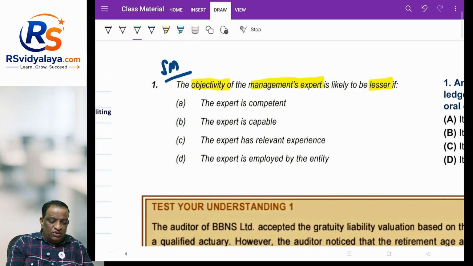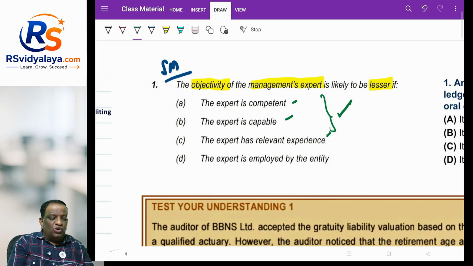No, this won't appear to be wrong. Then the expert is capable? No, this is also correct. And the expert has relevant experience? All 3 points are correct. So, therefore, even under elimination, we are left with only D, but let us reassure.